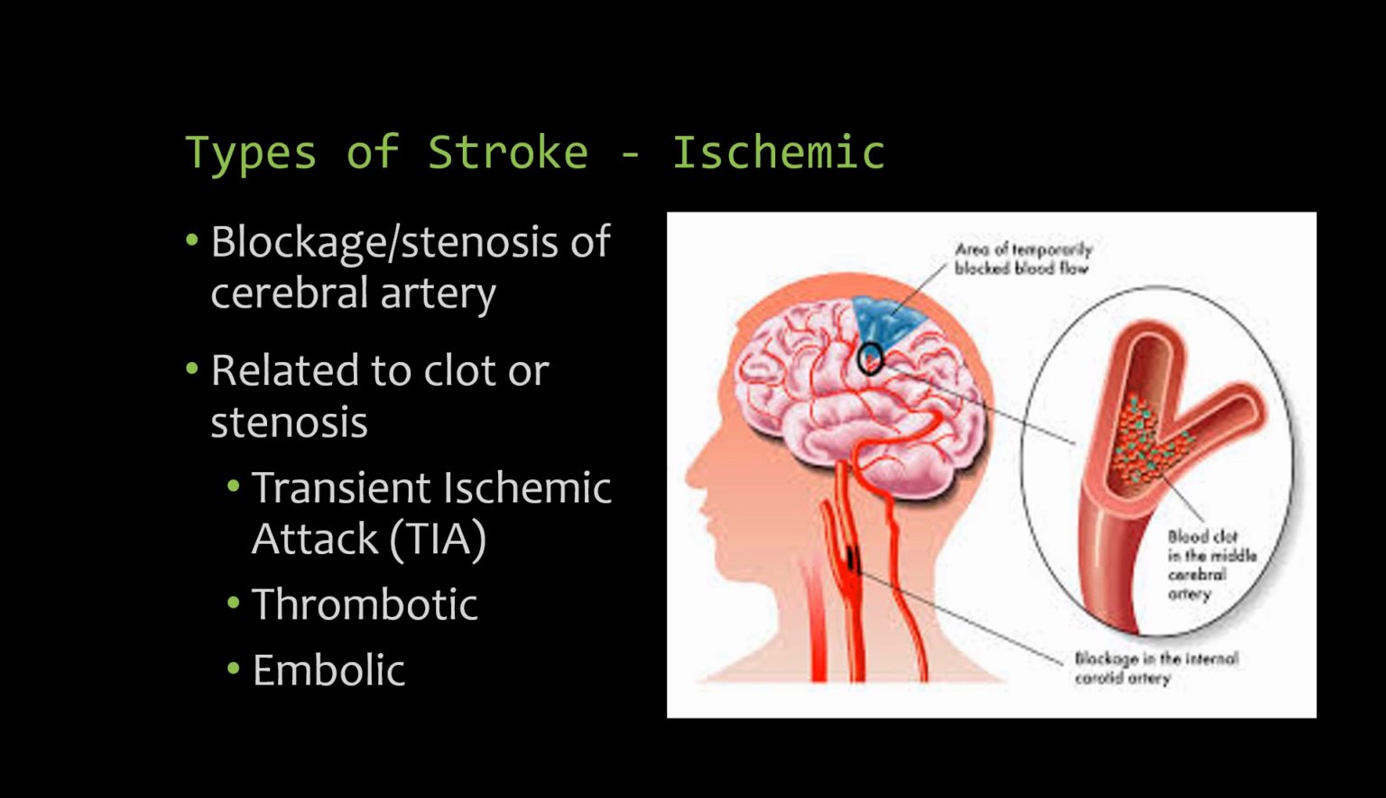So like I said, there's different types of strokes and we're going to talk about each one individually. Ischemic is one of the first ones, and this is due to a blockage and or stenosis of the cerebral artery. So this could be from blood clots or stenosis caused by plaque buildup. Now there's a couple of different types that we're going to talk about, and we're going to talk about TIAs, thrombotic, and embolotic or embolic.